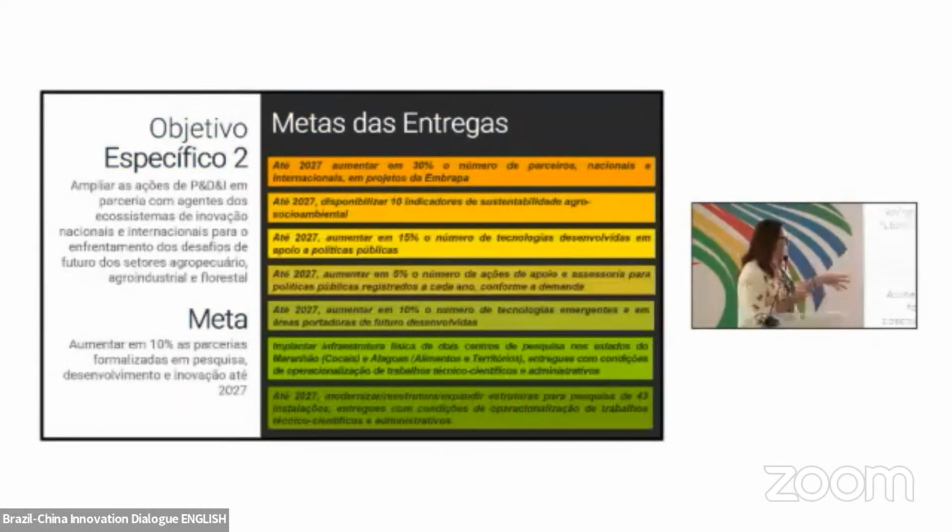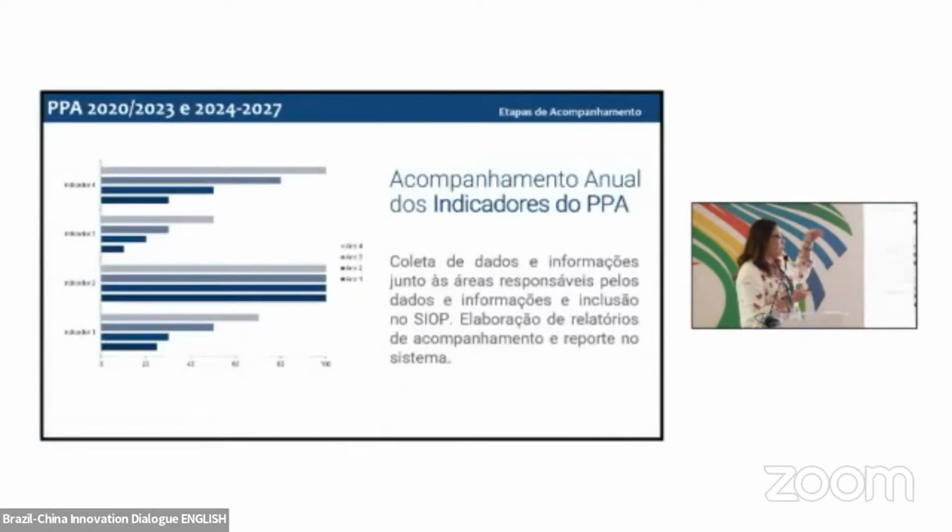This is the alignment of the PPA, this is specifically Embrapa, and for each of these ministries, we have identified indicators that are related to us and to our commitments.